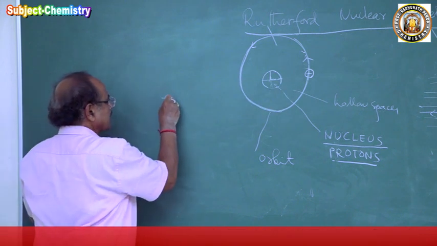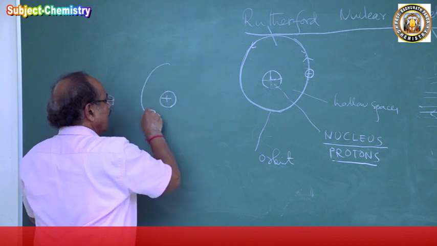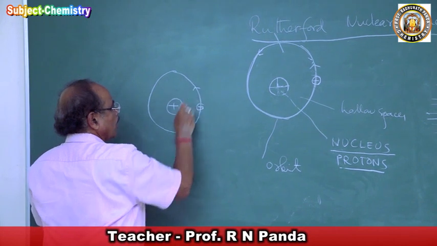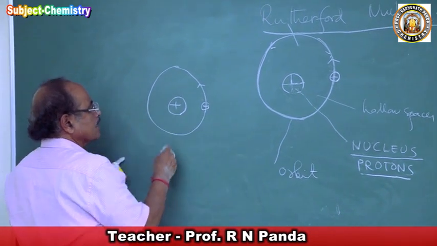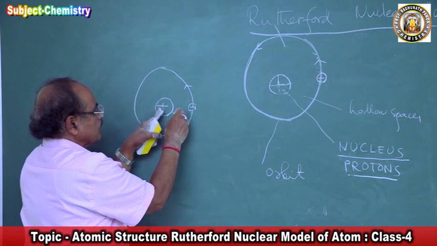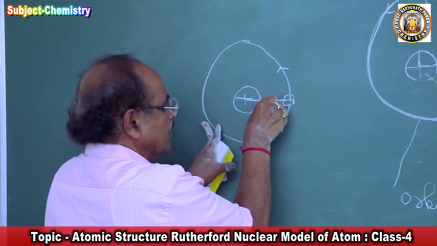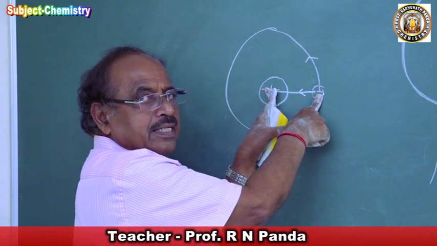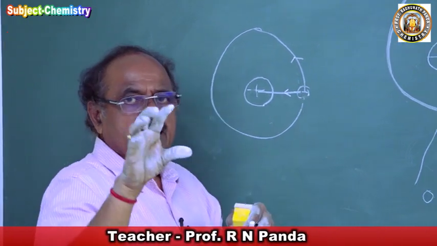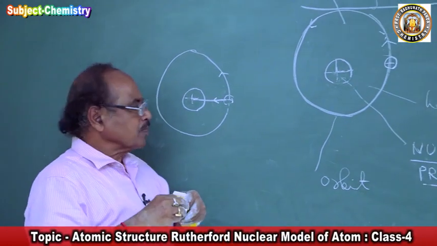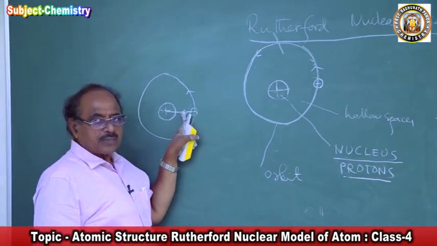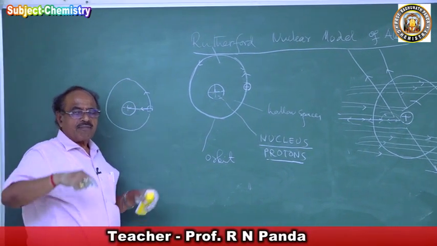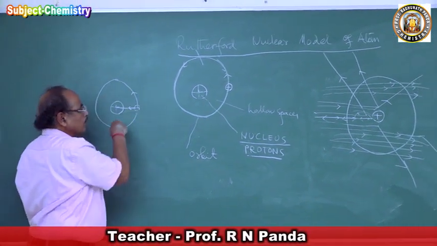This is a nucleus placed at the center of the atom, and the electrons are moving around the nucleus in a circular orbit. Since there is a negative charge and a positive charge, there is an attraction between them. This is called the force of electrostatic attraction between the nucleus and the electron. This attraction is called the nuclear force of attraction. And the electron is moving in a circular orbit.